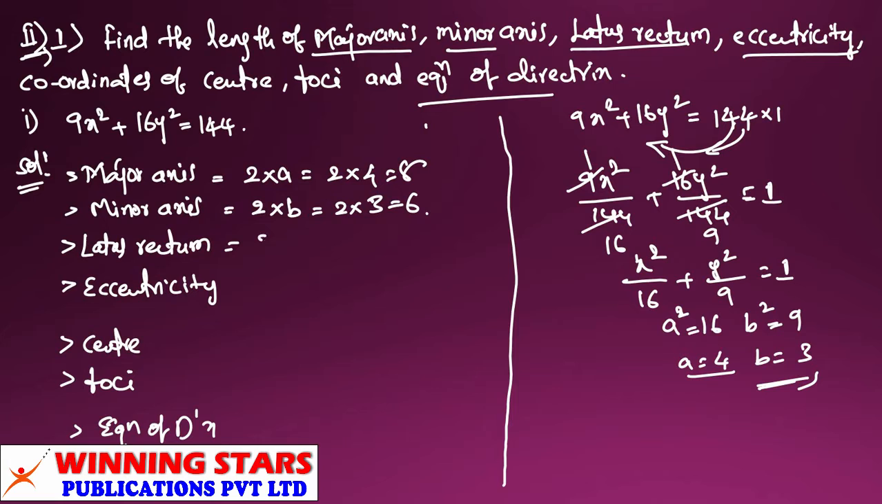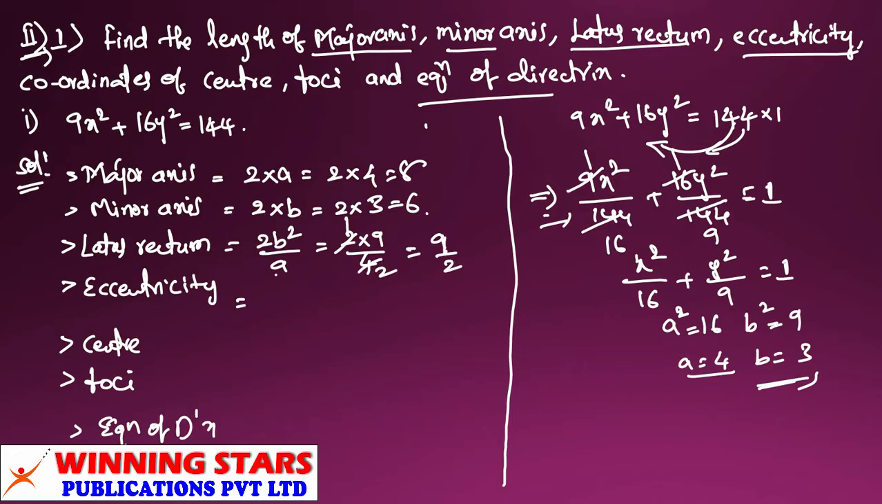What is the latus rectum formula? 2b square by a is the latus rectum formula for this standard form. What is 2 into b square, 9, divided by a, which is 4? 2 twos are 4, so here 9 by 2 will come.